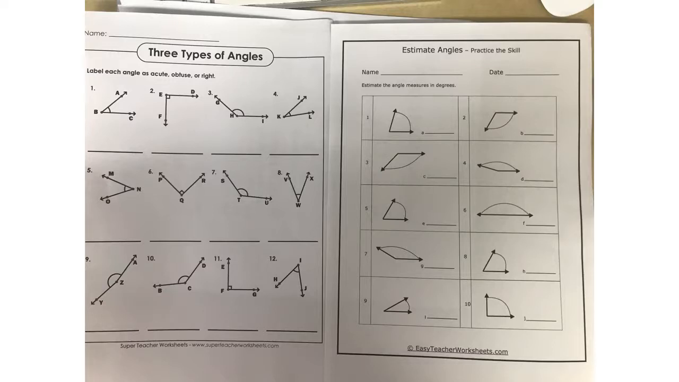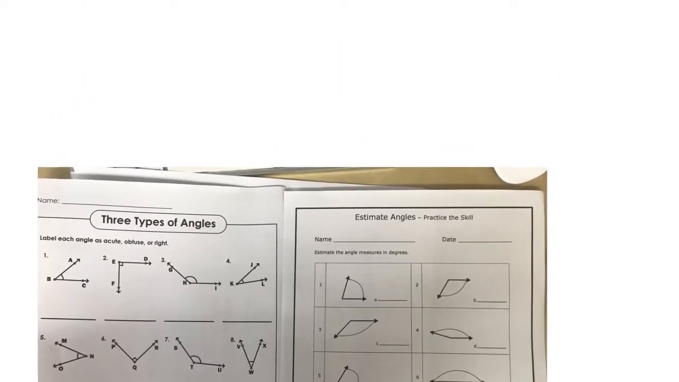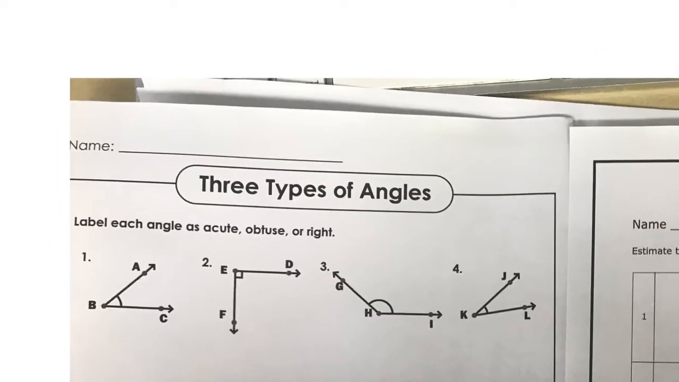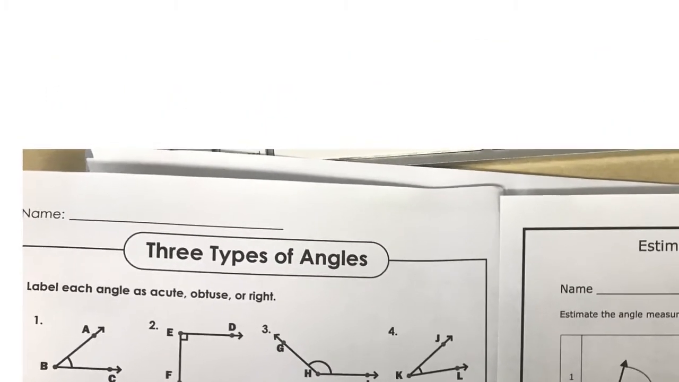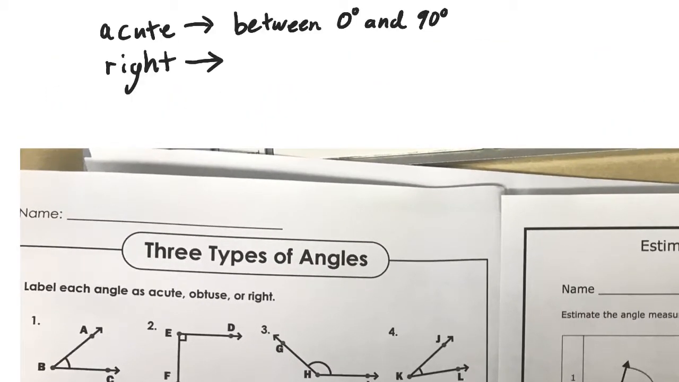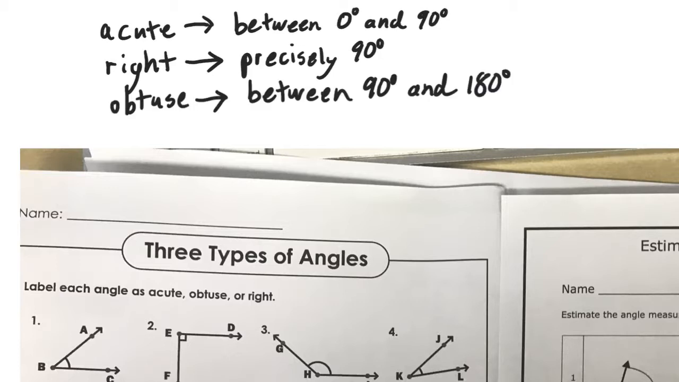All right, let's look at this homework, and we are doing angles, and I think this one's pretty simple. We're starting with types of angles, and we've got to begin. Are these acute, obtuse, or right? Just remember, acute angles are between 0 degrees and 90 degrees. Right angles are precisely 90 degrees. That means exactly 90 degrees.